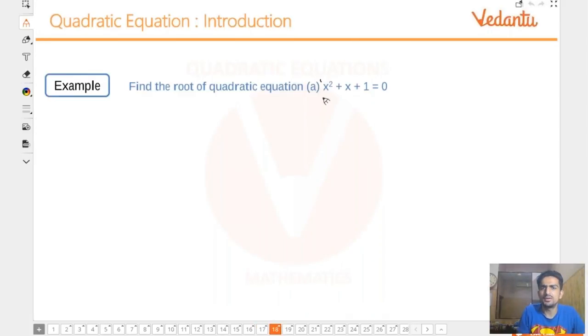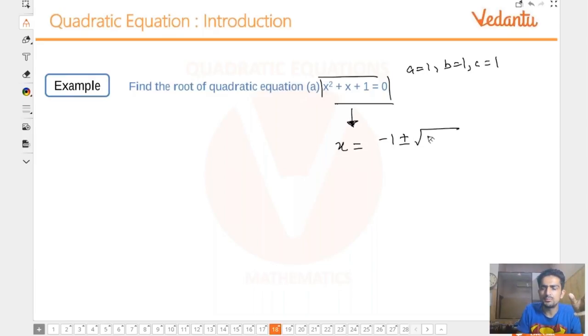So, if you have to solve this equation, let me just do it quickly, it's easy. We know it will be difficult to factorize it, so we will straight away write the formula. Here A is 1, B is 1, C is 1. So minus B plus minus root of B square minus 4AC by 2A. So one root comes out to be this, and another root comes out to be this.